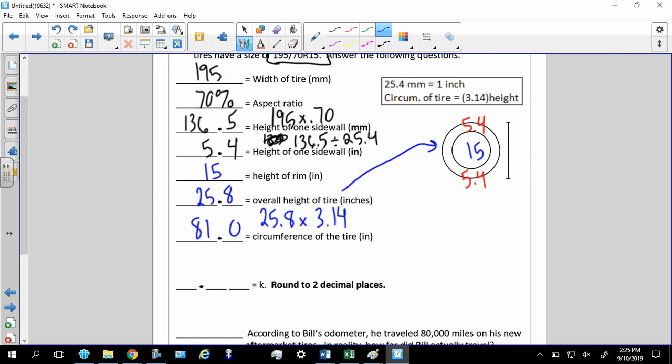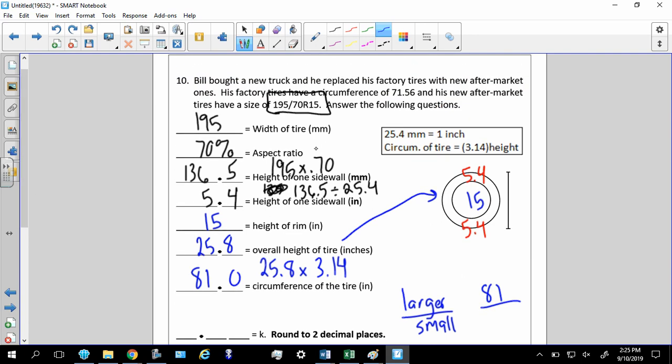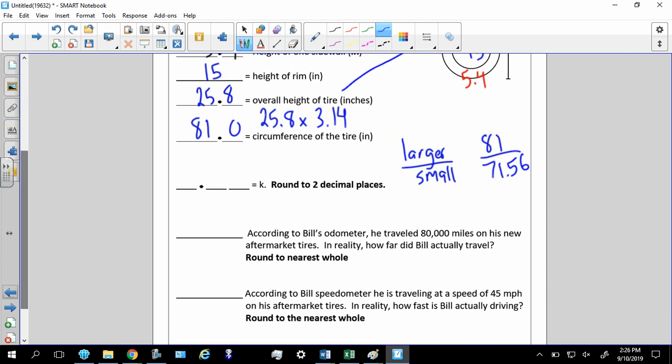Now to find K, remember it is the larger tire over the smaller tire. The larger tire had a circumference of 81. The smaller tire, if you go up into your directions, there you go, 71.56. K ends up being 1.13. And I'm simply going to times it by 80,000.